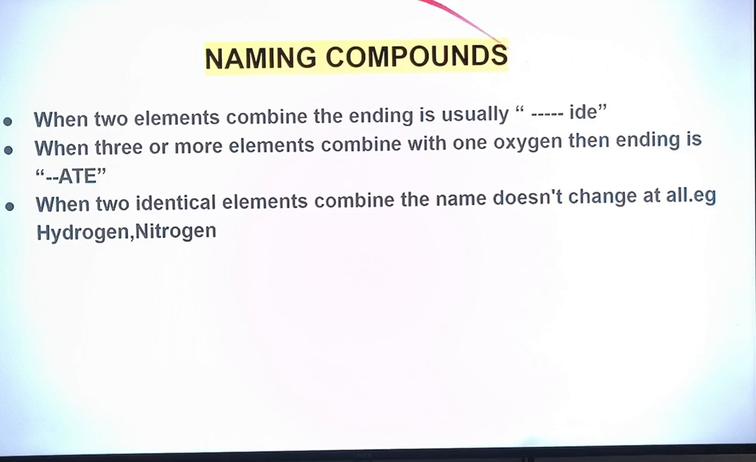Now, while naming the compounds of two elements, if it is only the two elements, we end it with IDE. For example, sodium sulfide, potassium oxide. But if along with the two elements there is an oxygen also, then the name ends with ATE. Sodium sulfate has sulfur and oxygen. Sodium nitrate has nitrogen and oxygen.